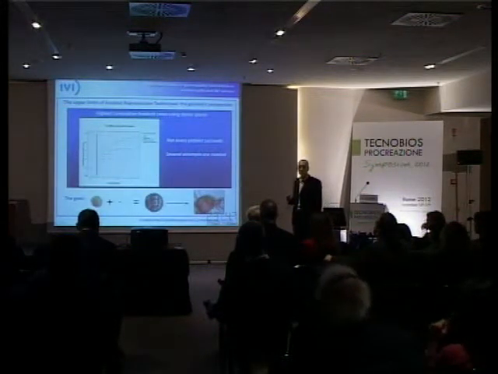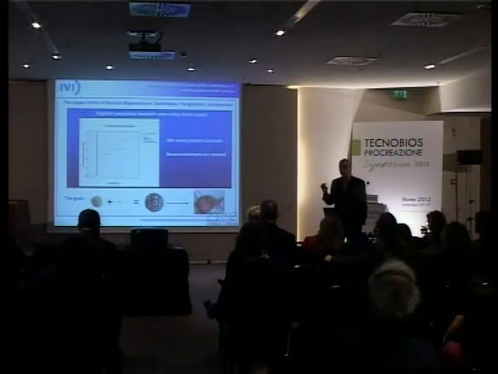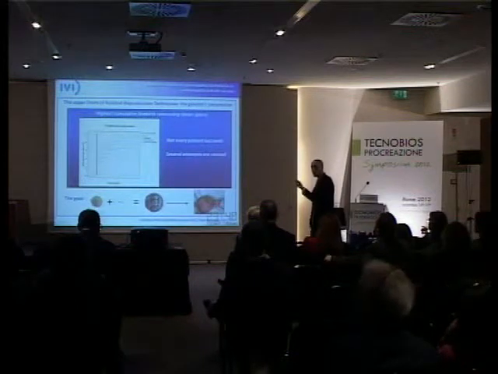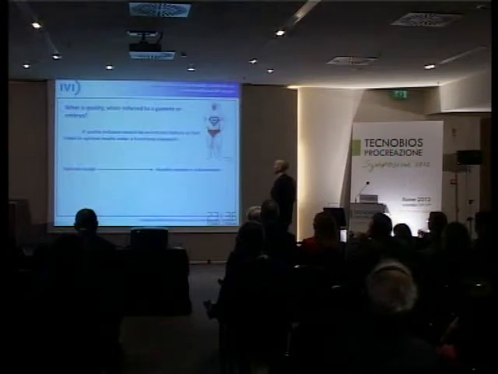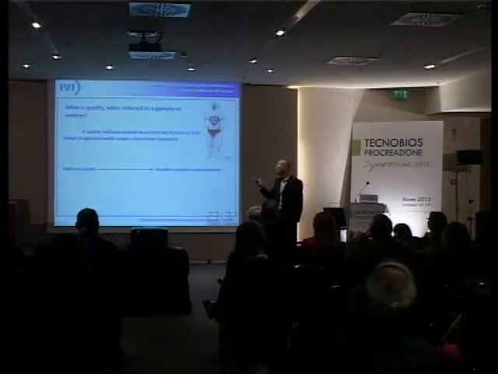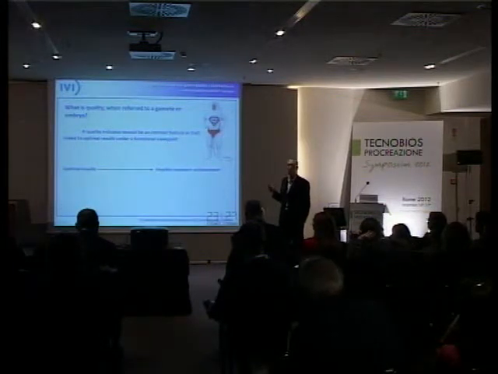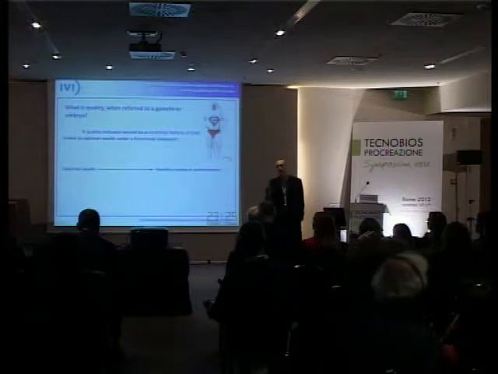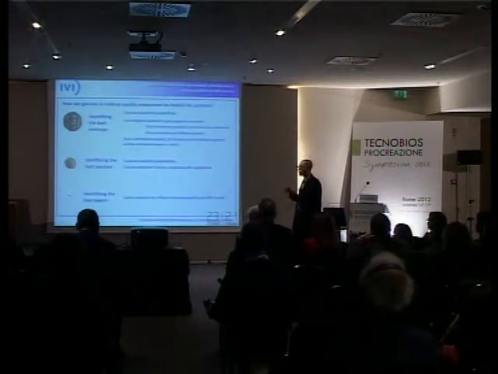The ideal situation would be having from each oocyte and each sperm employed one embryo that finally will result in a newborn. What do we mean by quality when referred to gametes or embryos? A quality indicator should be an intrinsic feature or trait linked to optimal results from a functional viewpoint. In our case, the optimal result is obviously having a healthy newborn at home.